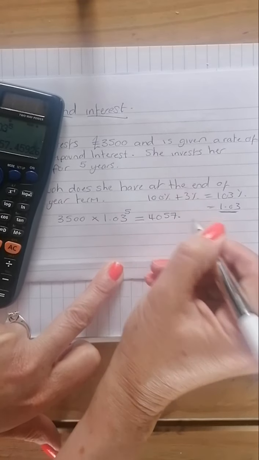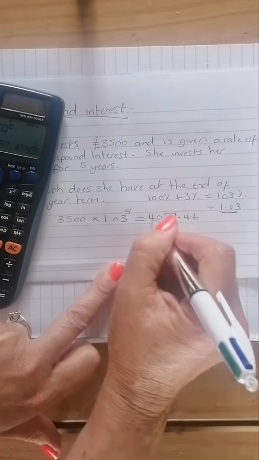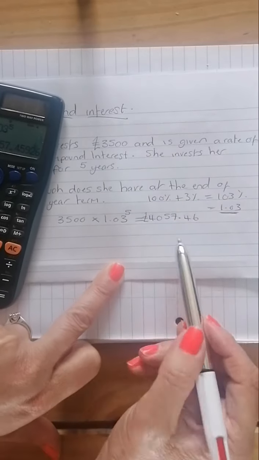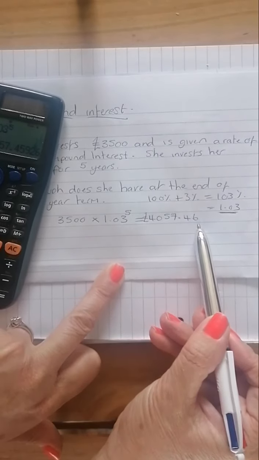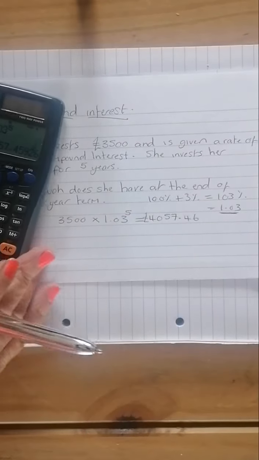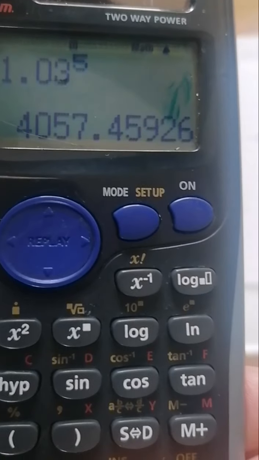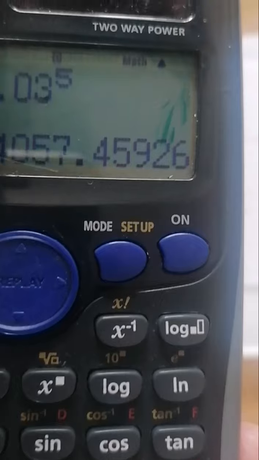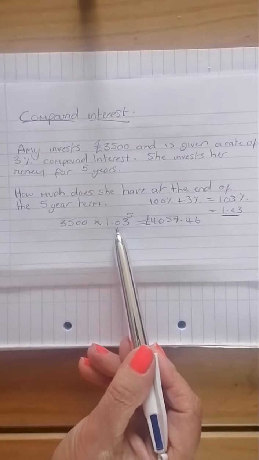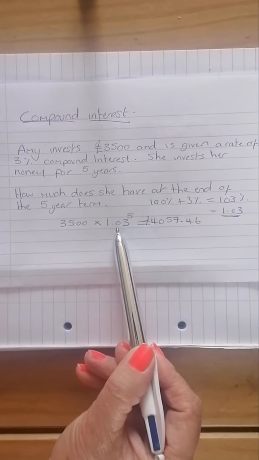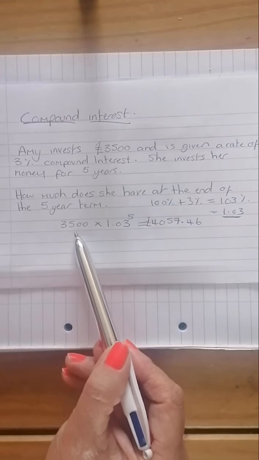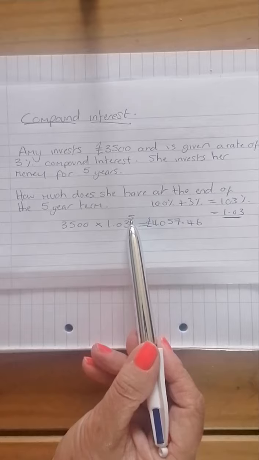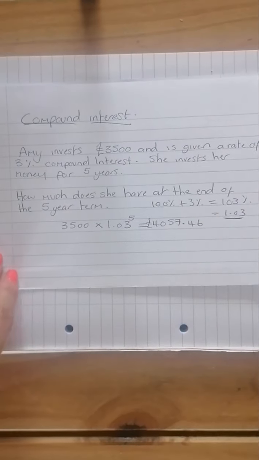£4057.46, because we're working with pounds and pence, so make it look like pounds and pence. On the calculator, this is what it looked like, but I rounded it to pounds and pence, so I rounded it to 46p there. So that's how you do it. You found that decimal multiplier, that's the important number to find, multiplied by what she invested, and the years is the power. Let's do one more of these.